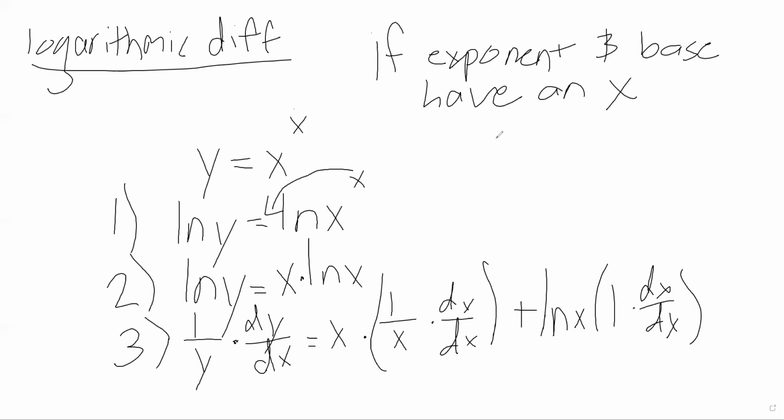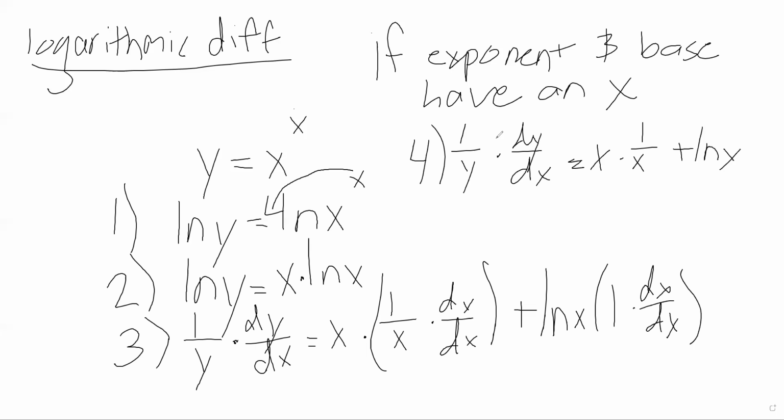Then we do our cleanup step. Let me write it up here. So then step 4, do the cleanup, 1 over y times dy over dx equals, let's see, x times 1 over x plus the ln of x, right? Because this is just 1 times 1, 1.